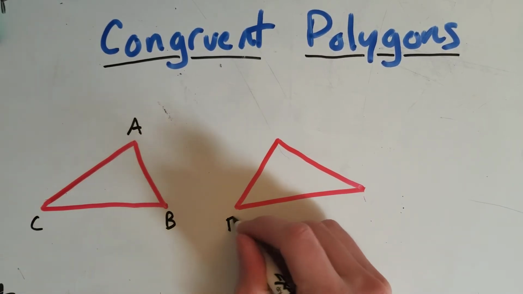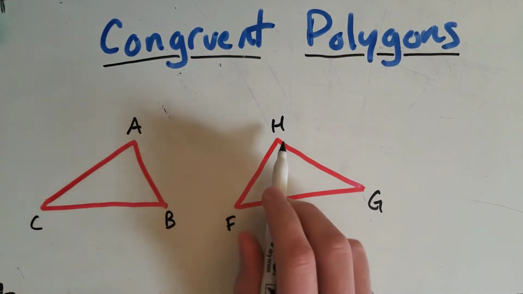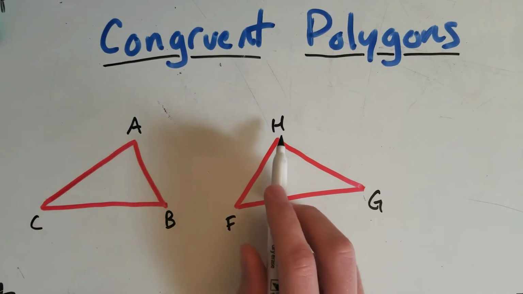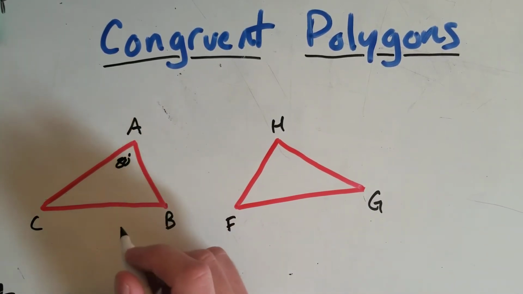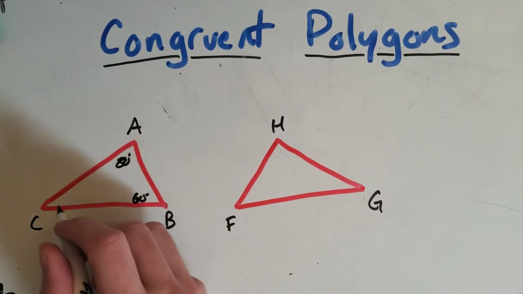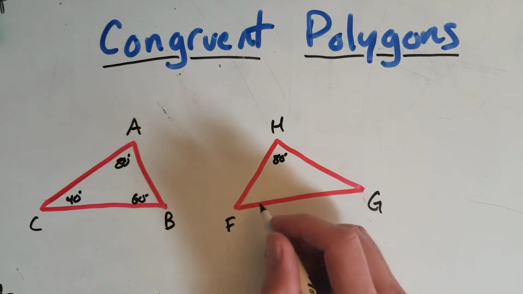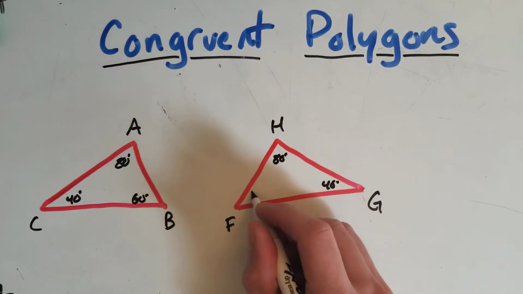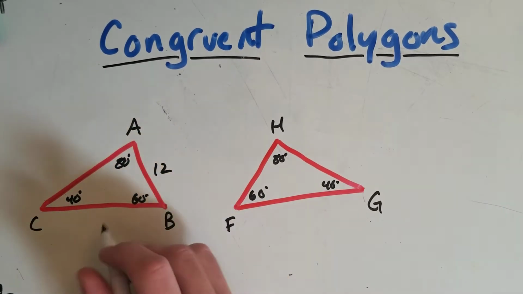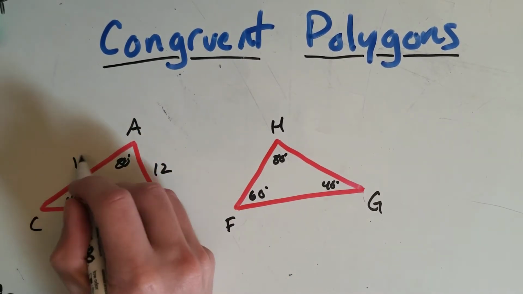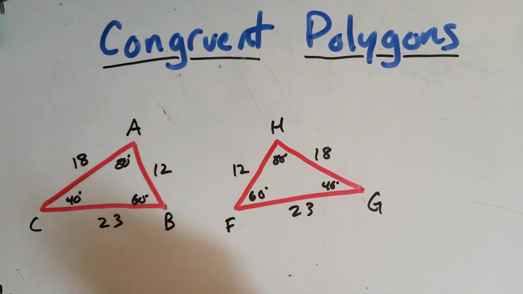And for these two triangles that we have here, these are all of the vertices. We have triangle ABC, triangle HFG over here, and we have these measurements, 80 degrees, 60 degrees, and 40 degrees as our angles, 80 degrees, 40 degrees, and 60 degrees as our angles here. And we know side lengths, 12, 23, and 18. Then this one's 18, 23, and 12 like that.